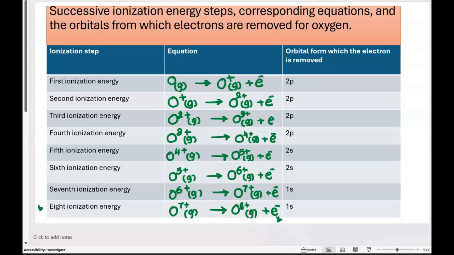This table shows successive ionization energy steps, corresponding equations, and the orbitals from which electrons are removed for oxygen. For an oxygen atom with 8 electrons, there are 8 ionization energy steps, and different equations represent the different ionization processes, and the electrons are removed from 3 subshells within 2 electron shells.